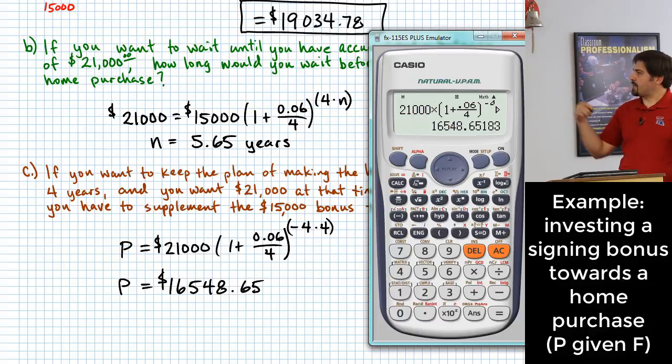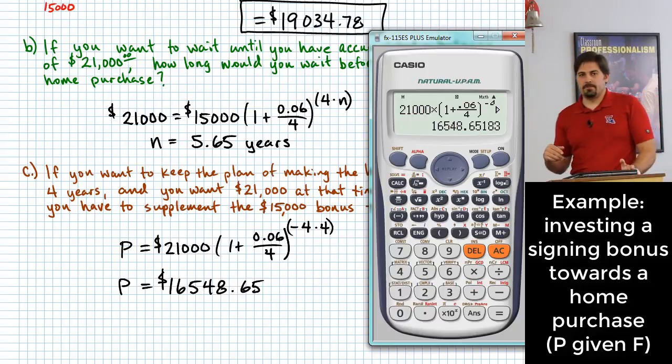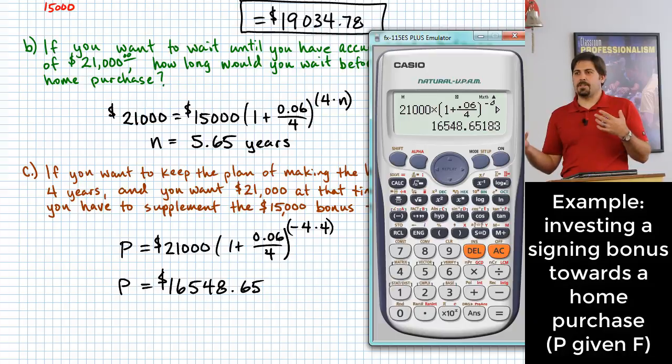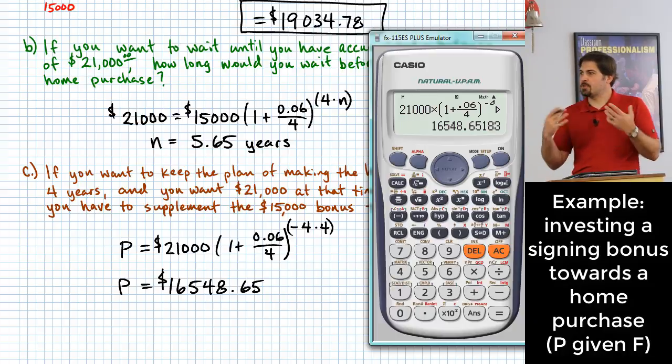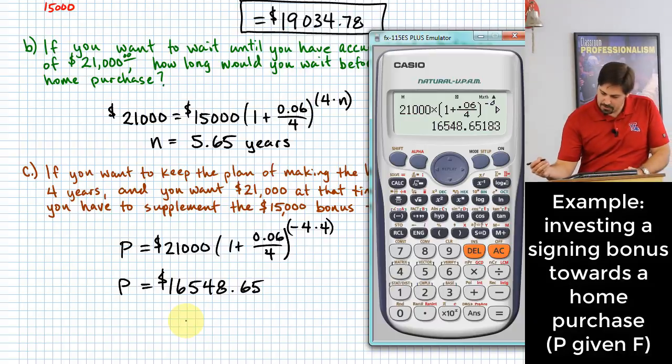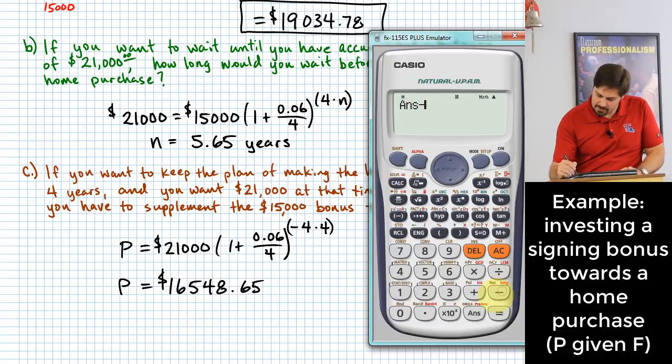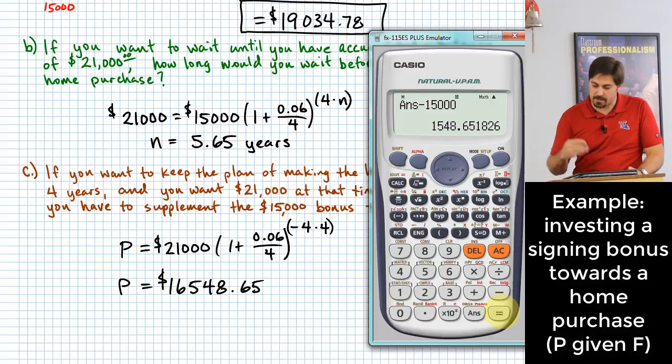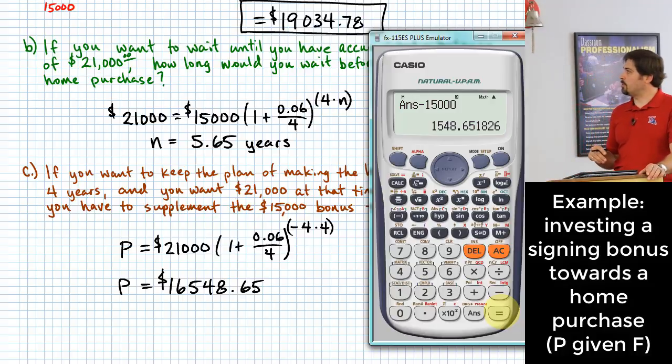But the question was actually how much would you have to supplement? You have the $15,000 from your bonus. How much would you have to add to that to make sure you can get to this at the end? So what we'll do is take that value and subtract what you got from your bonus. And the answer is, you'd have to supplement to the tune of about $1,500, $1,548.65.